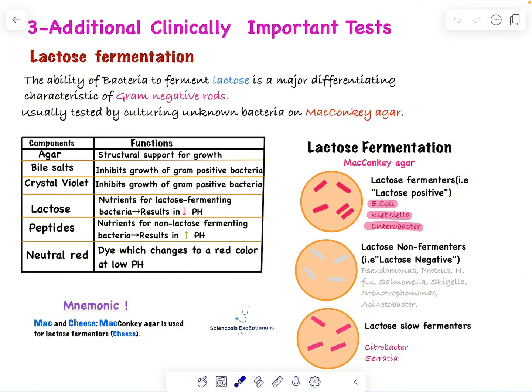The bacteria of this group are the gram-negative rods that we have not mentioned in lactose fermenters or lactose slow fermenters, as Pseudomonas, Proteus, H. influenzae, Salmonella, Shigella, Stenotrophomonas, and Acinetobacter.